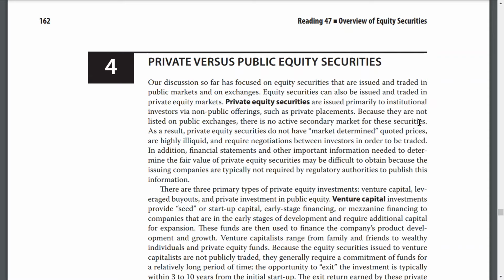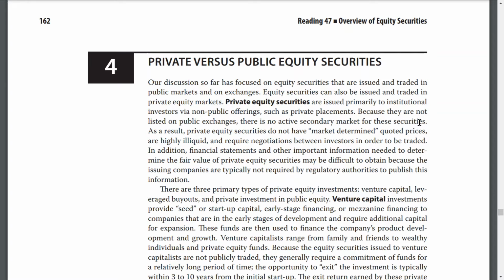In addition, financial statements and other important information needed to determine the fair value of private equity securities may be difficult to obtain because the issuing companies are typically not required by regulatory authorities to publish this information.